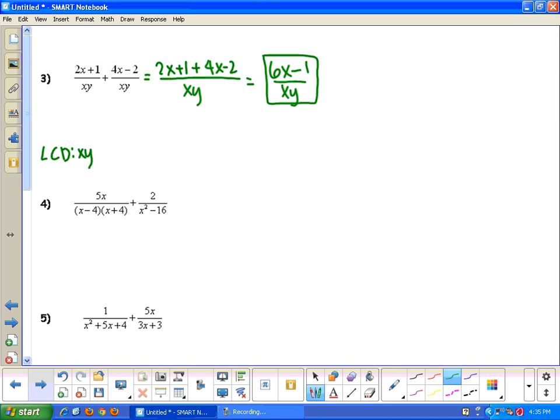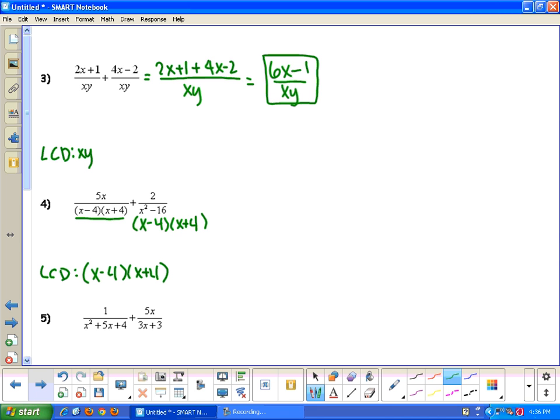For question number 4, again, we're going to look at this, and I want to find the least common denominator. The first fraction here is already factored. So we have x minus 4 and x plus 4, and then x squared minus 16. I would need to factor that first, so this is going to be the difference of squares, x minus 4 times x plus 4. Notice that those are the same when I factor, so my least common denominator is x minus 4 times x plus 4.